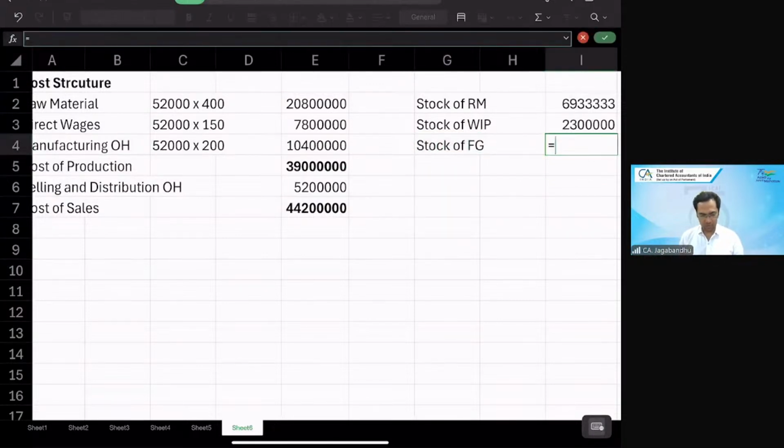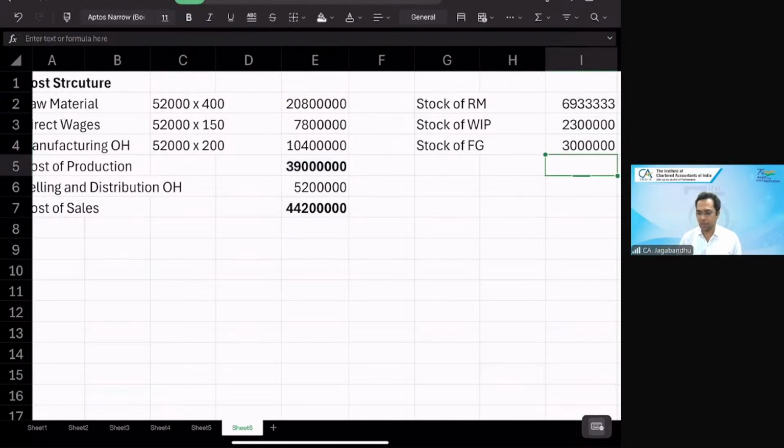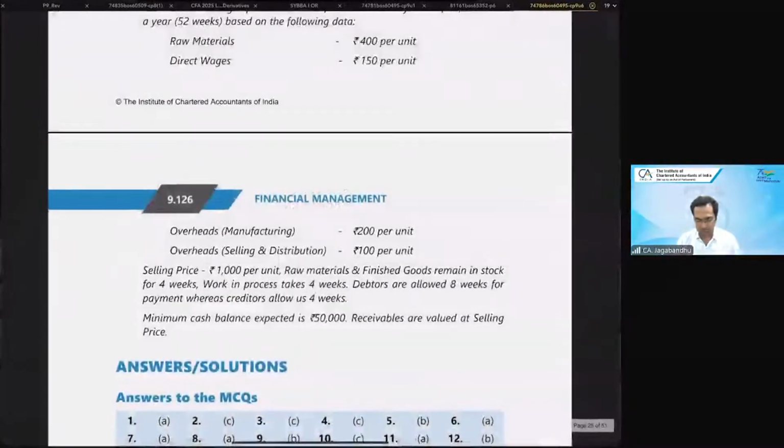Now, same way we have the stock of finished goods. Stock of finished goods will be cost of production into 4 divided by 52. So that's your stock of finished goods.